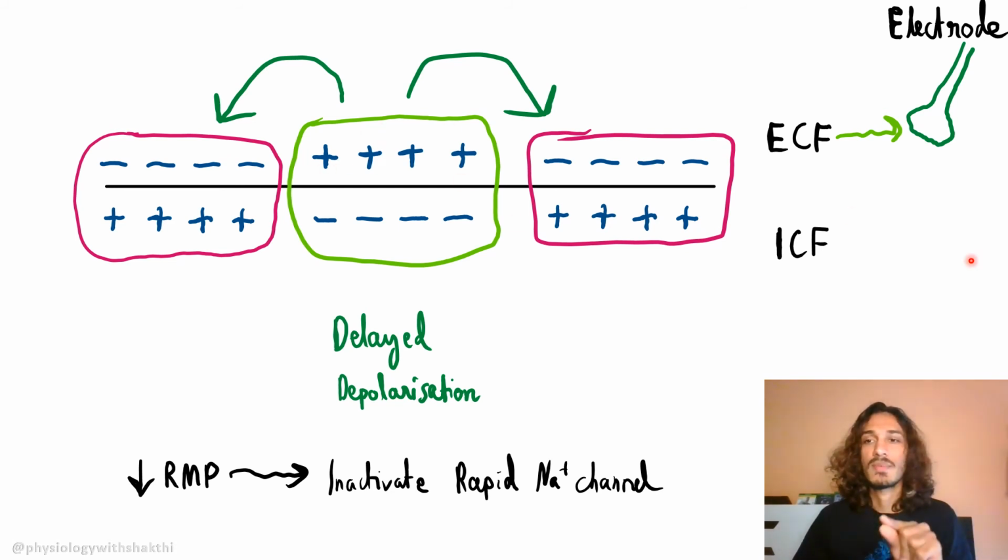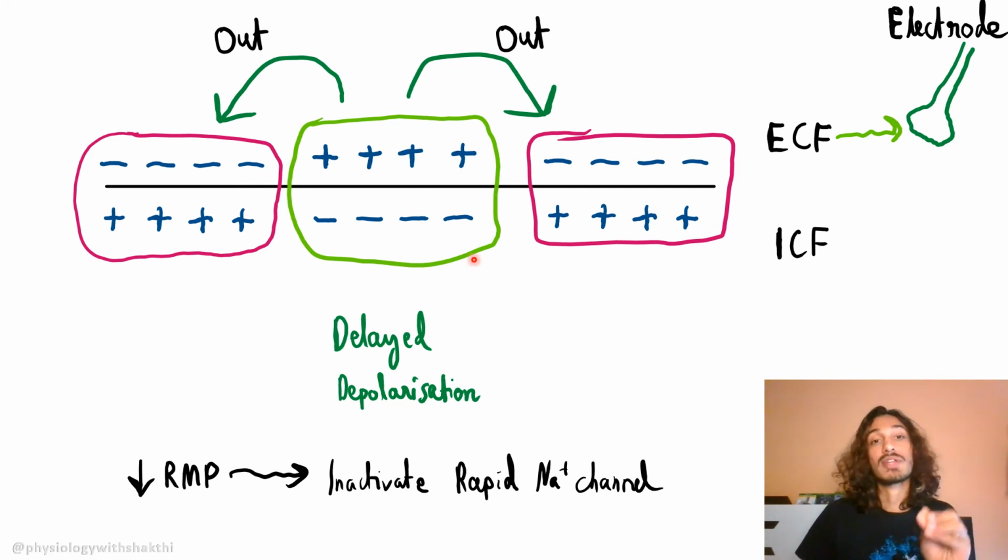So from the ischemic part, it moves outside. This is what happens during depolarization, when the ischemic part is there and normal parts are there surrounding it.